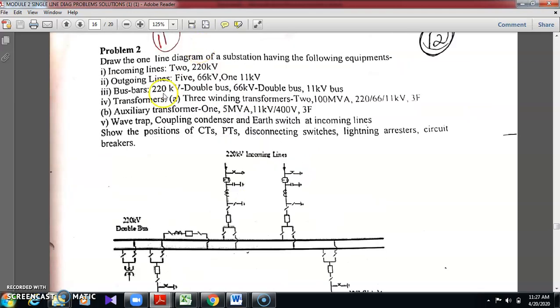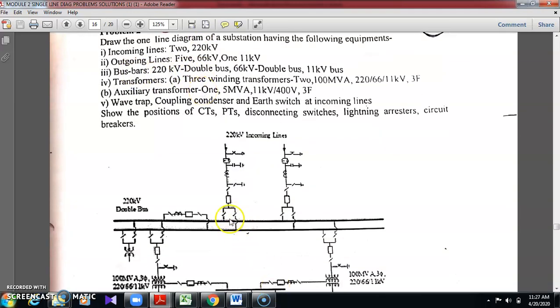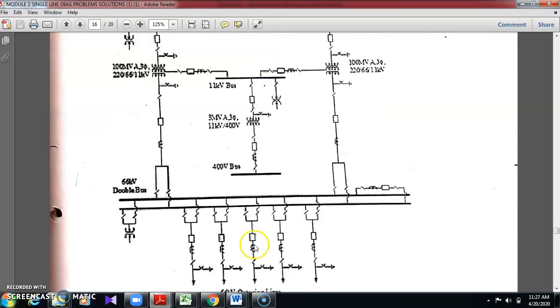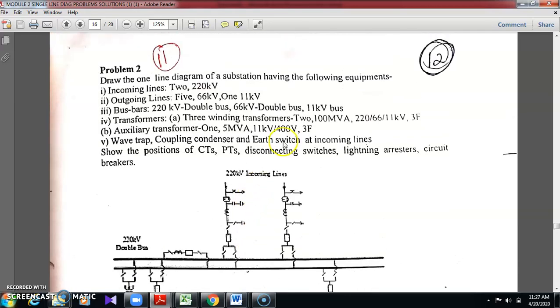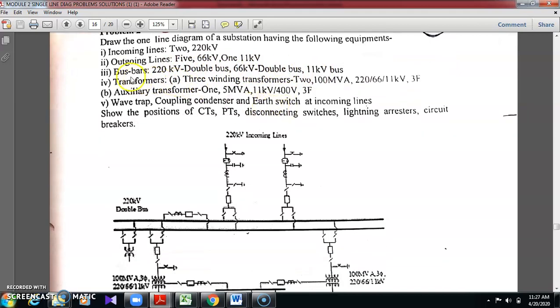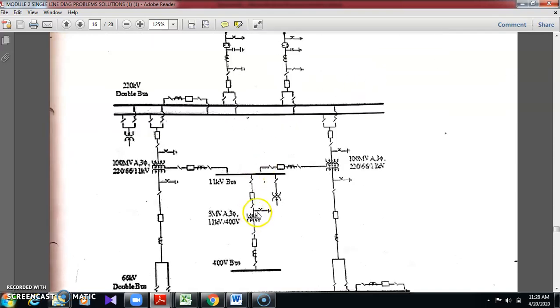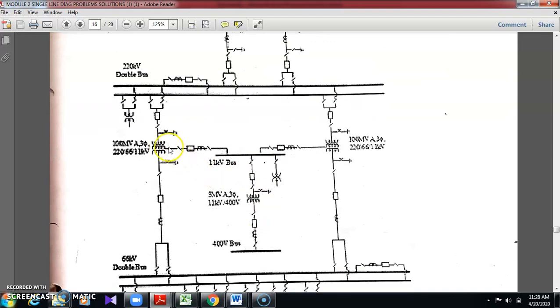Okay, and then 220 kV is a double bus bar, 66 kV is also a double bus bar, and 11 kV double bus bar. So now the bus bars: 220 kV double bus bar, and then next is the transformer, a 3 winding transformer, 220, 66, 11 kV. See this 220, from this 220, 66, 11 kV.